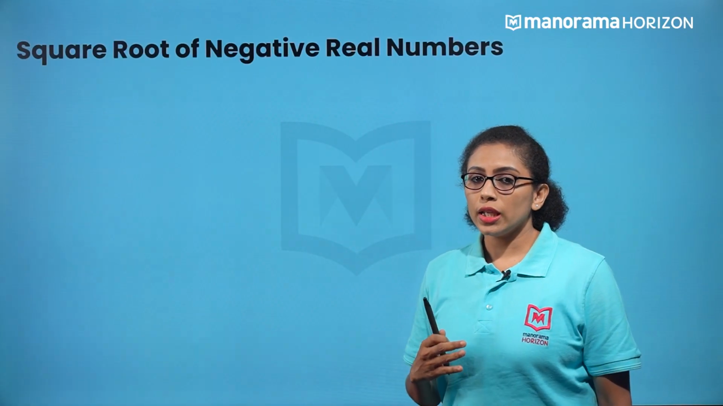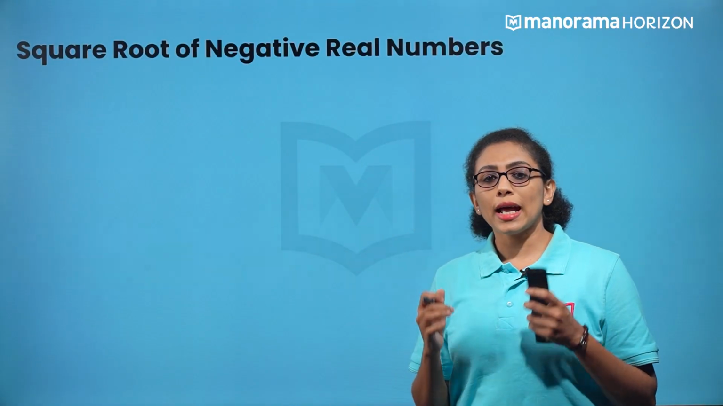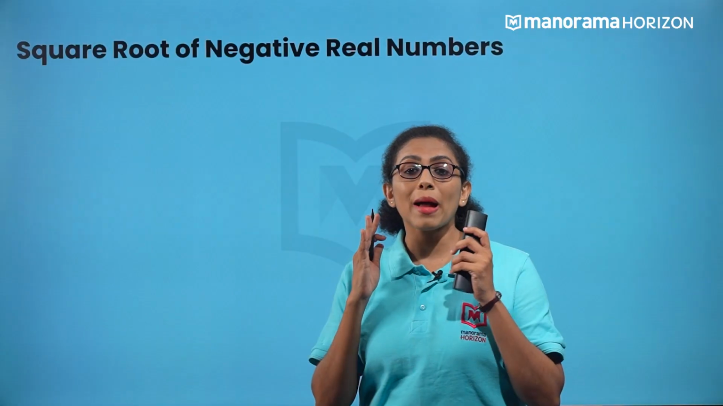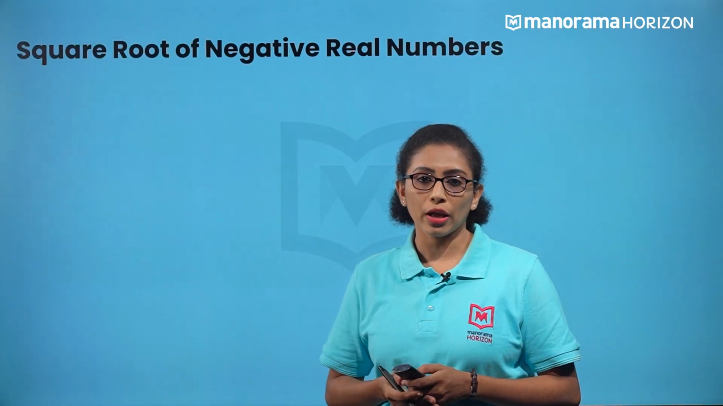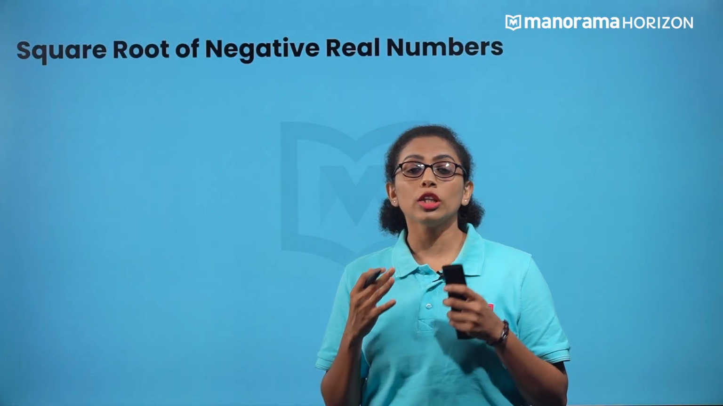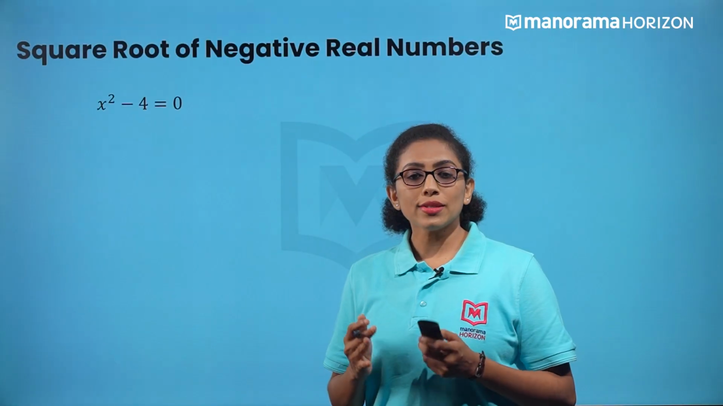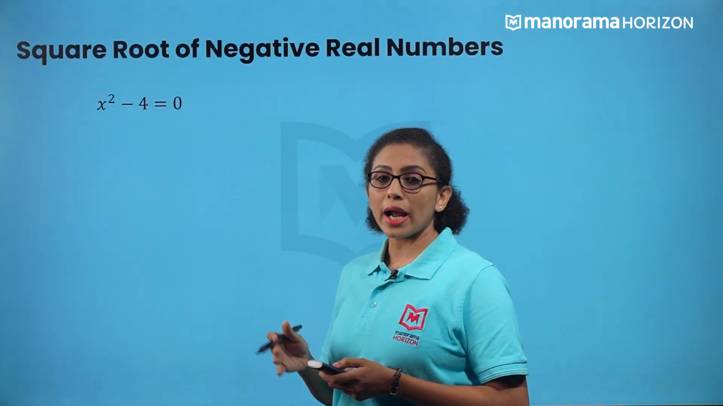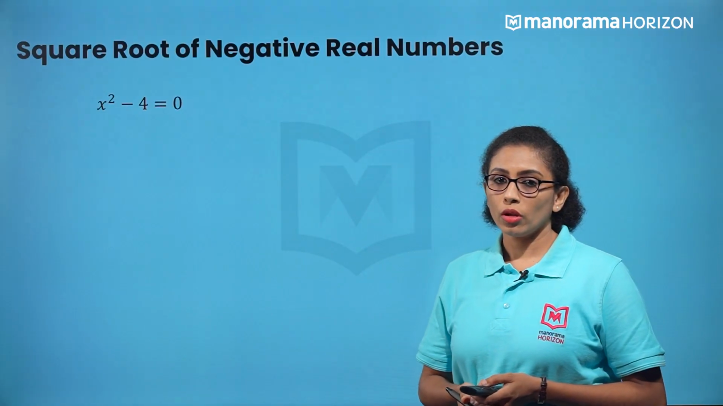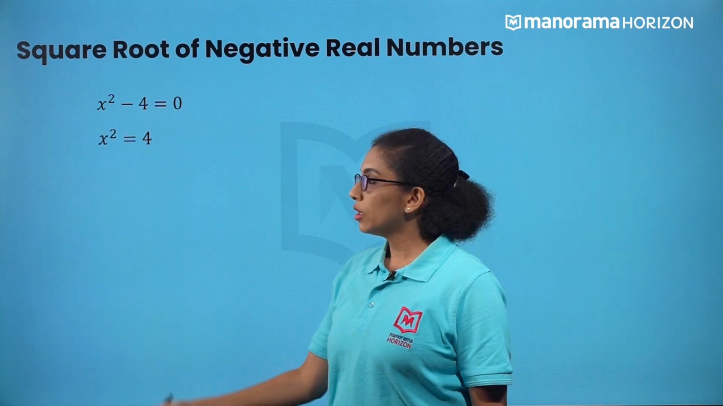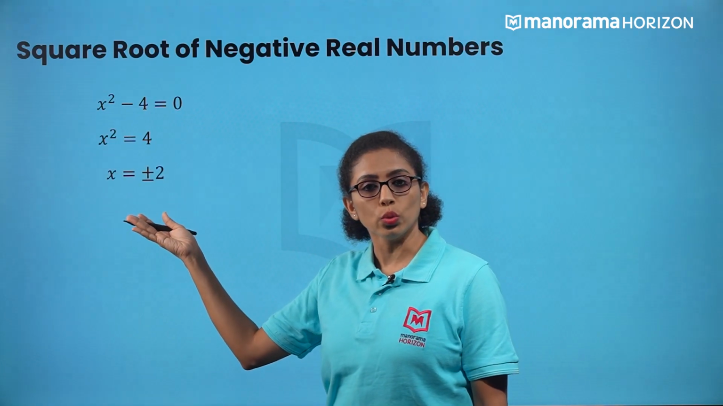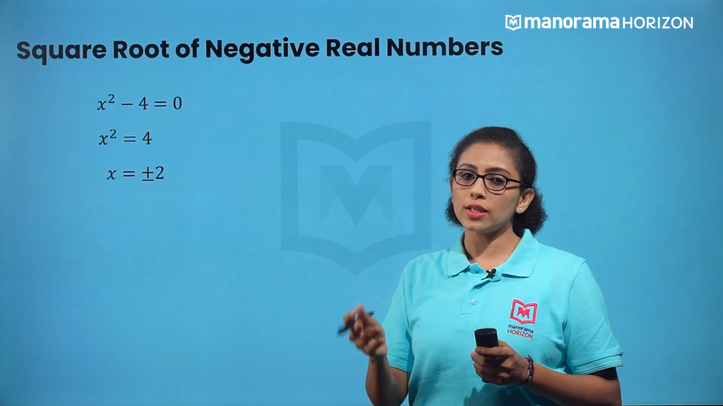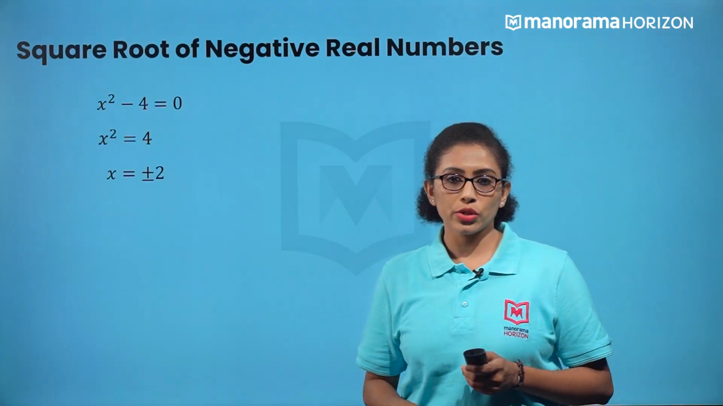Next we will see the square root of a negative real number. The square root of a negative real number is called an imaginary number. For example, root of -3, root of -5. Let us first discuss the positive real numbers. Consider the equation x square minus 4 is equal to 0. So taking 4 to the other side, we get x square is equal to 4. Again, what will be x? X is equal to plus or minus 2. So the equation has two solutions, either plus 2 or minus 2.